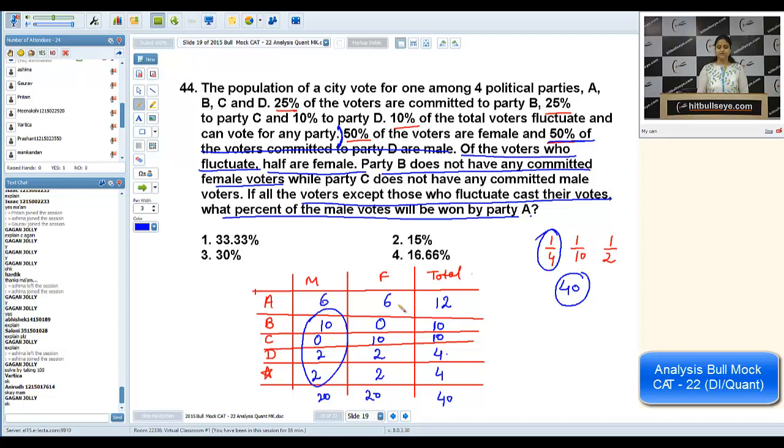Now the table is formed. Now you can calculate anything. What is the question here? What percent of the male voters' votes will be won by party A? Party A, it should be 6 by 20 in this case. So that is the answer in this case. Is it okay? All of you?